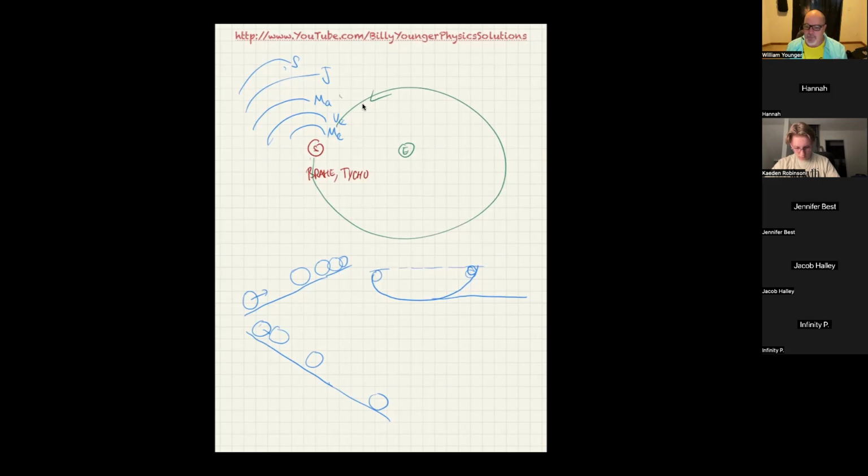And what he did was basically say an object will tend to keep its motion uniform unless there's a force acting upon it. The way I say it is an object in motion tends to stay in that state of motion unless acted upon by a net external force.